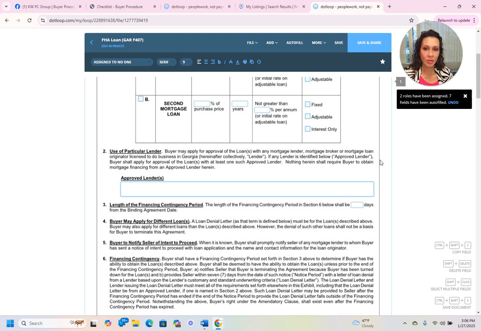Why would I want to put his phone number? Because it is the seller's and the seller's agent's right to call the lender and ask about the status of the loan. Is it just a pre-approval? Has it been through underwriting, et cetera? So they can call Aaron and say, hey Aaron, tell me about the status of this loan.